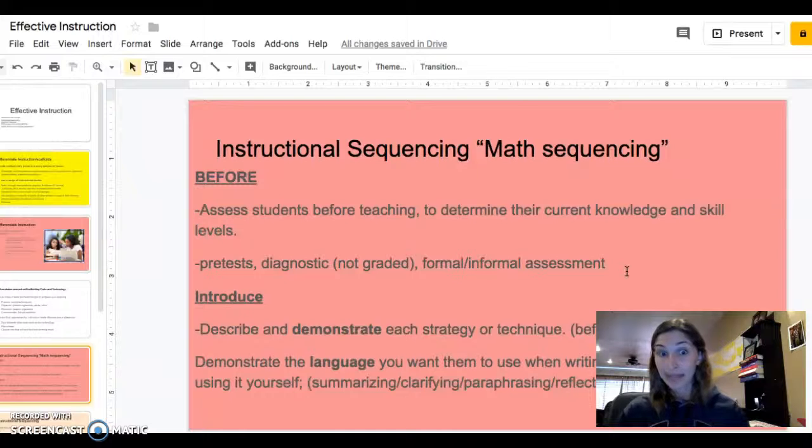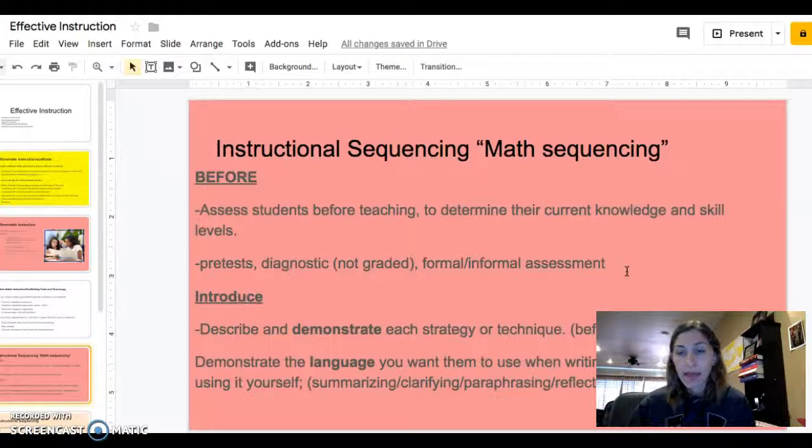Maybe it's just at the beginning of class, you provide students with a warm-up and just walking around and seeing what they know. And maybe at the end of class, an exit ticket to do the same exact thing.